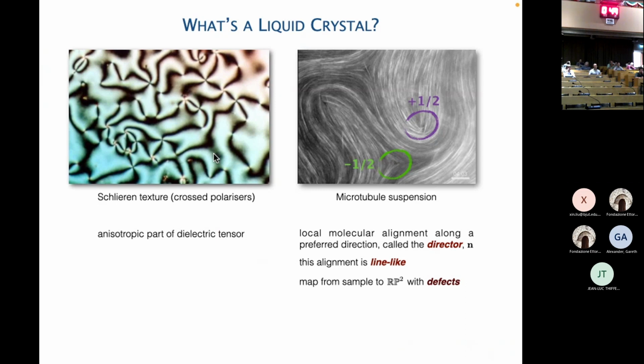And then they also have this feature that there are places where the alignment is poorly defined, and if you walk around those points, you discover that the alignment rotates by some multiple of 2 pi, and that multiple is a half integer, positive or negative. So this is an example of -1/2, an example of +1/2.